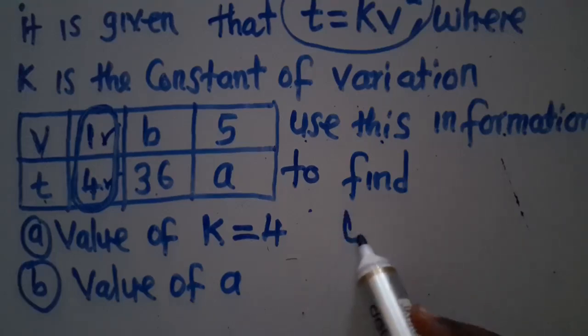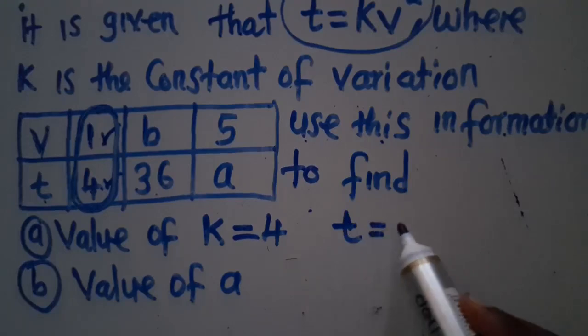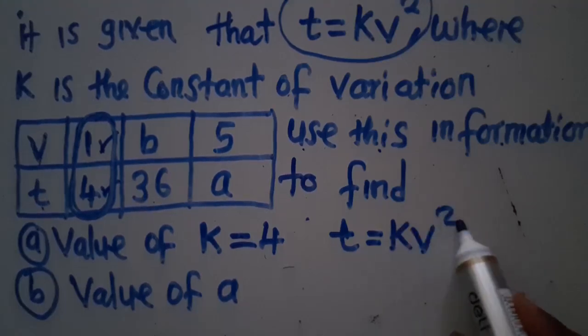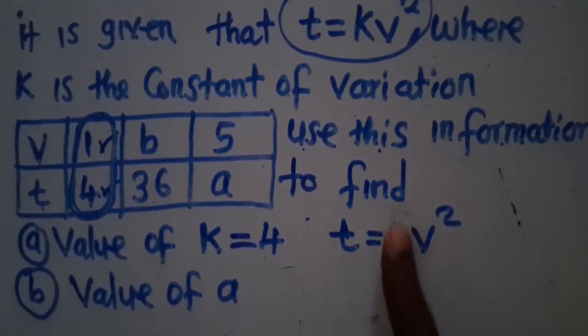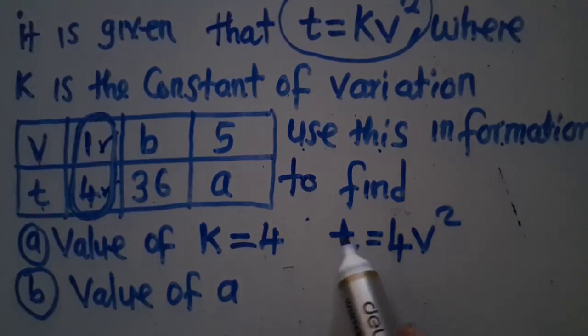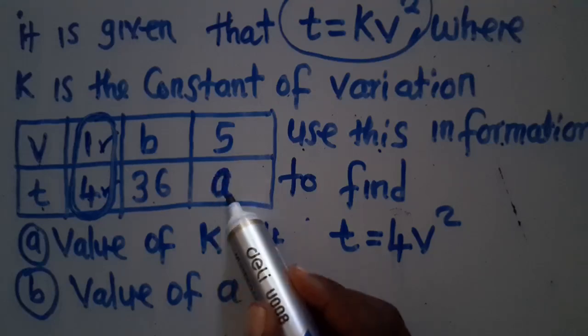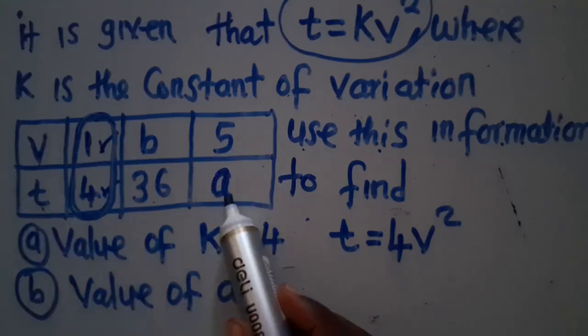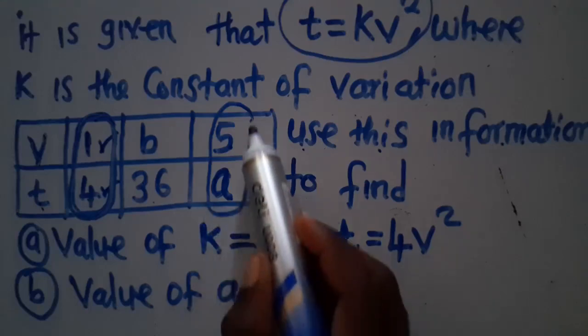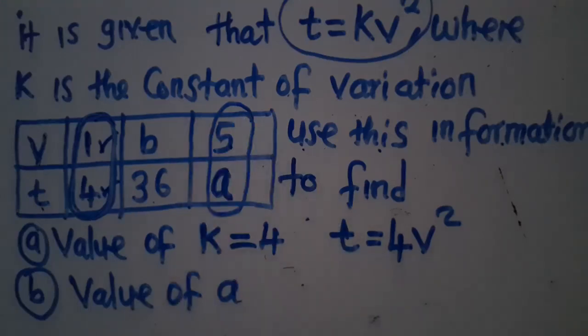So you know that this is the equation which is equal to k. It is saying kv squared. You know that your k is 4, so instead of writing k, just put a 4 there. So this is the equation that we are going to be using. They want you to find the value of a. Where is a? A is there. So where there is t, you put a. Where there is v, you put 5. As simple as this.